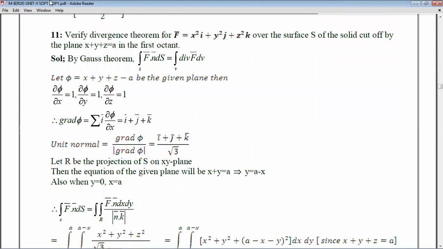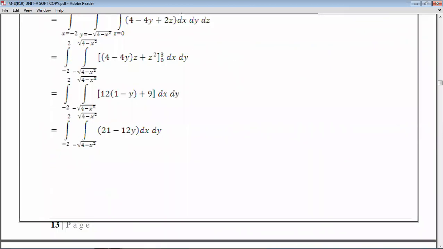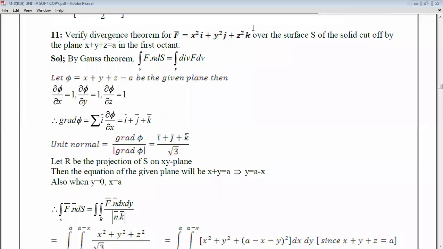So next one, verify divergence theorem for. So verification. Let us see the previous problem once. Verify divergence theorem for f bar equal to x square i plus y square j plus z square k over the surface of the solid cut off by the plane in the first octant. In the first octant means obviously the lower limits are x 0, y 0 and z 0.